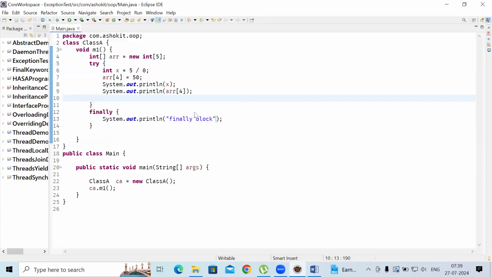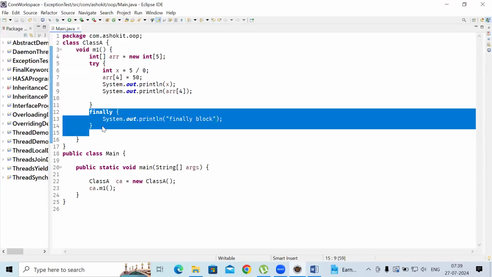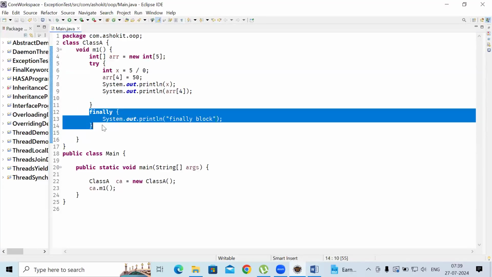So what happens in this case now? Suppose an exception occurs in the try block, but there is no catch block to handle the exception. That's why first the finally block will execute, because the finally block executes irrespective of exceptions. After executing the finally block, that exception will be propagated to the caller method.